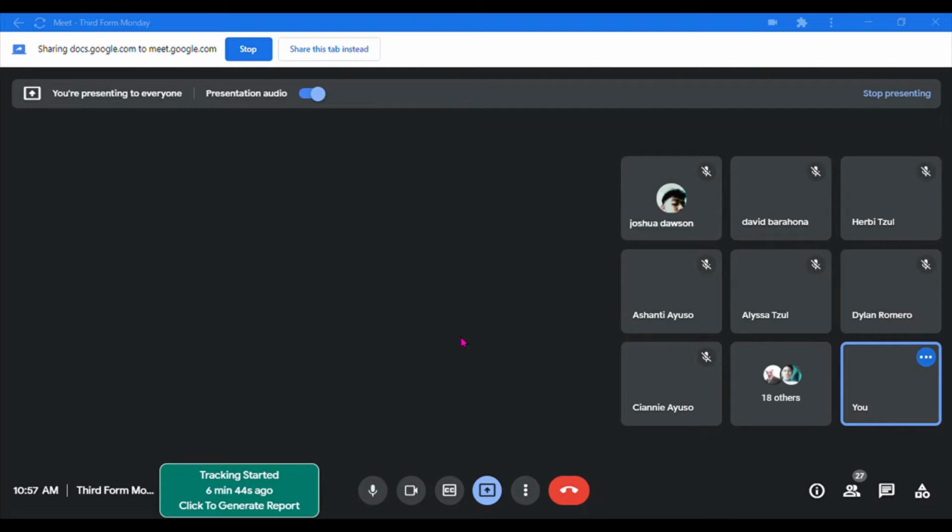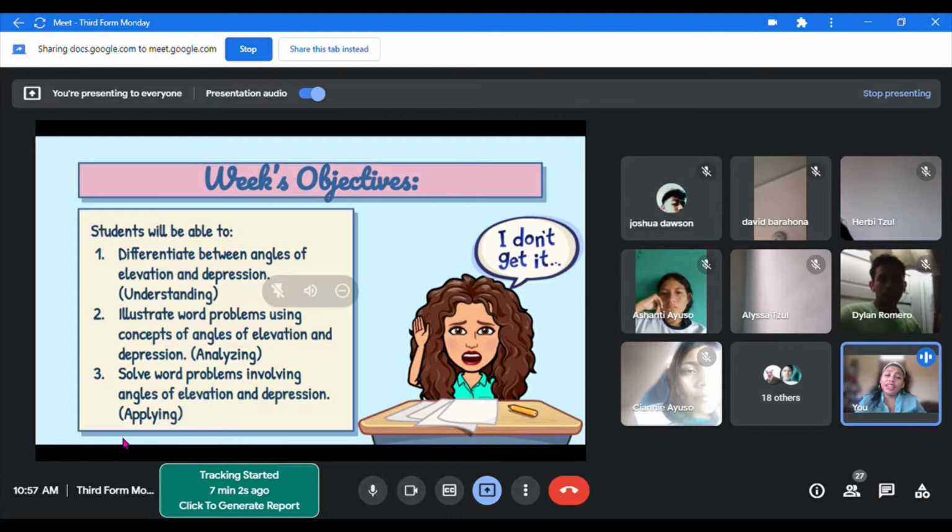And today's lesson, we want to differentiate and distinguish between angles of elevation and angles of depression. You would want to illustrate word problems. So we're not only going to be reading a problem, you have to draw what the problem is saying. And you have to show me in that drawing, is my problem talking about an angle of elevation or is it talking about an angle of depression? And the last one, to be able to solve these problems.